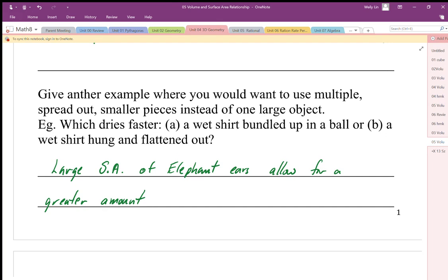So let me just finish this here. Large surface area of elephant ears allows for a greater amount of heat transfer. This would be just one example. You can come up with many examples of this, but try to think of one and write it down.